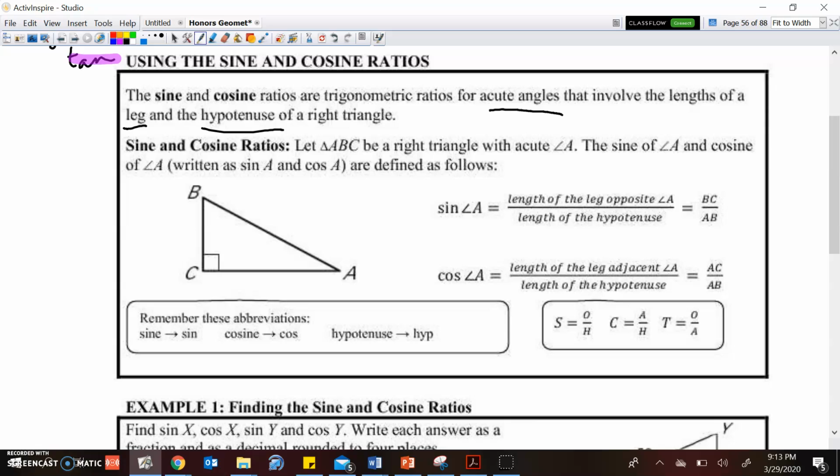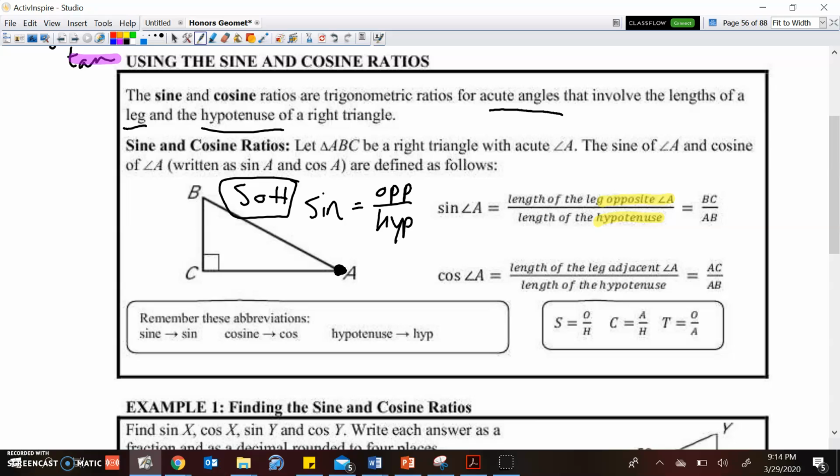So they're going to talk about from angle A. So the sine from angle A is the length of the leg opposite of angle A over the hypotenuse, which we've already talked about. This is not new. We said the sine from any angle is the opposite side over the hypotenuse side. Opposite over hypotenuse, aka SO, right? The SO part of SOHCAHTOA.